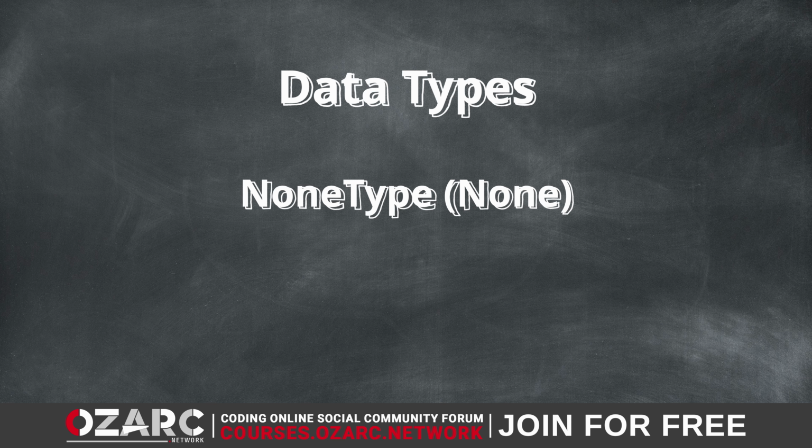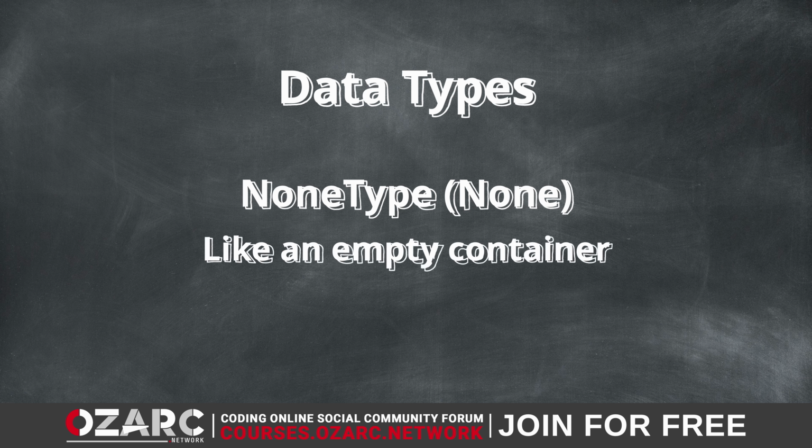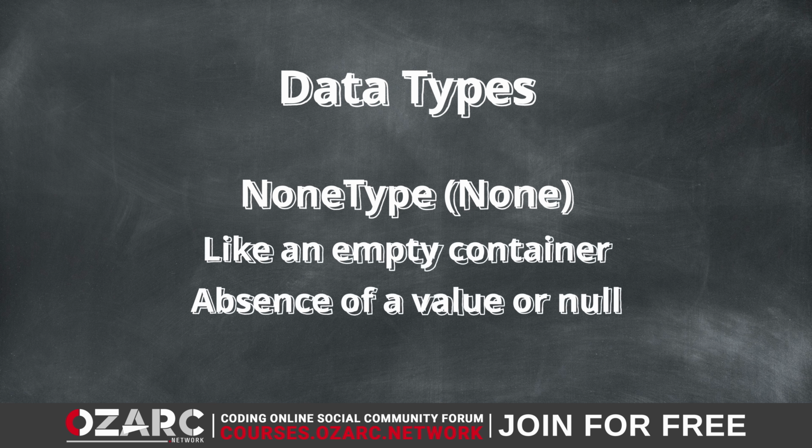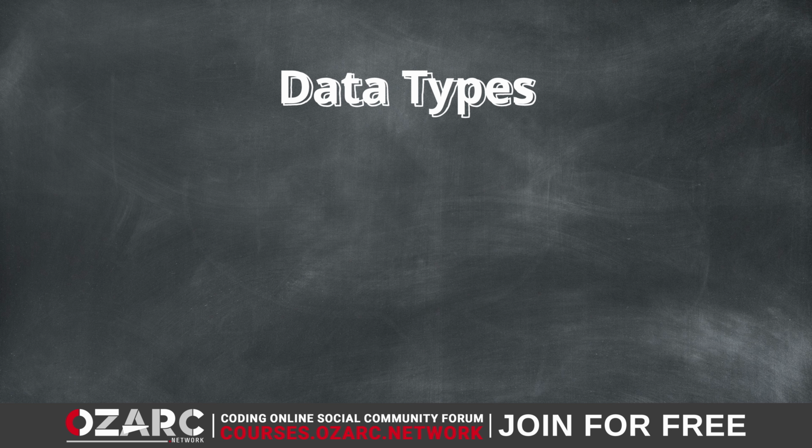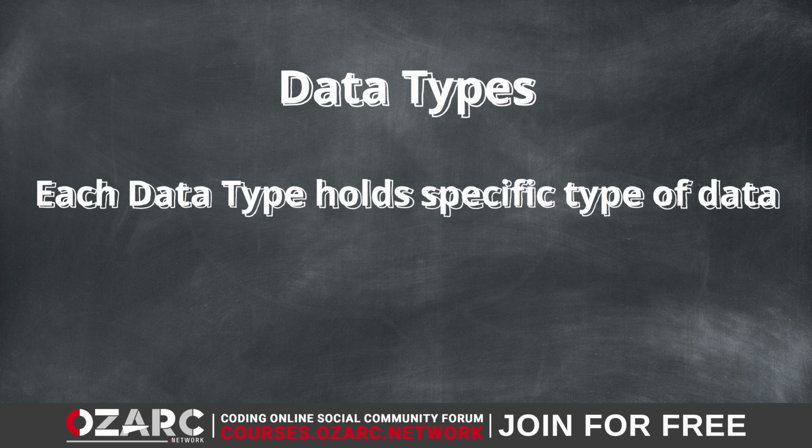None, or none type, in Python is like an empty container. It symbolizes the absence of a value or the fact that nothing is there. For example, if you have a basket designated for apples but there are no apples in it at the moment, the basket's state could be represented as none. Each of these data types is designed to accommodate a specific kind of information.